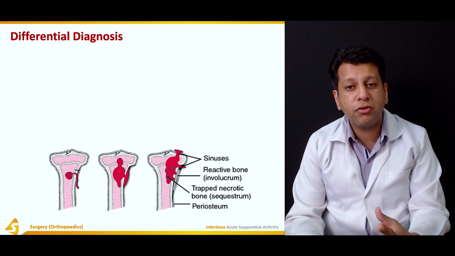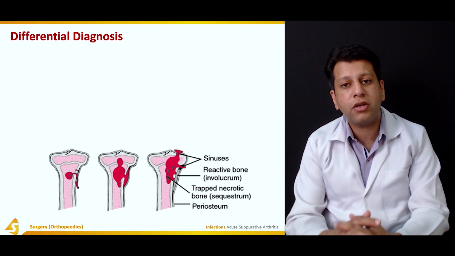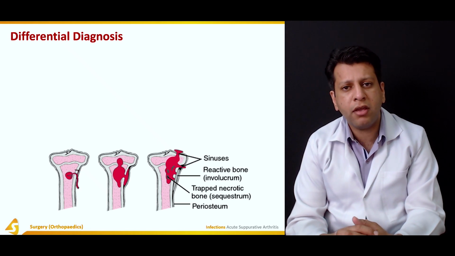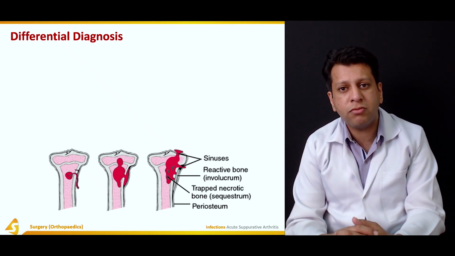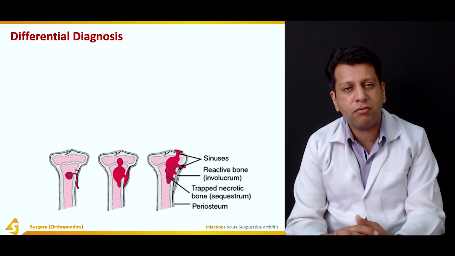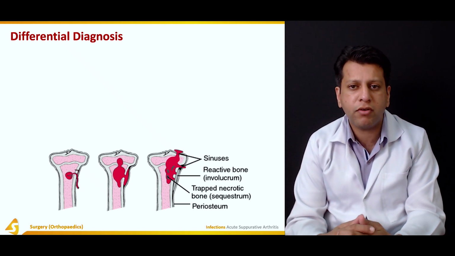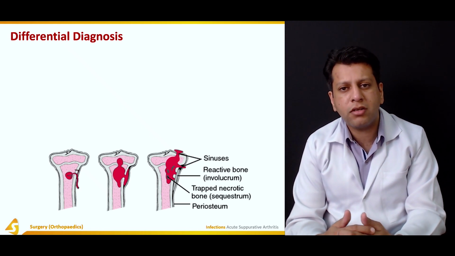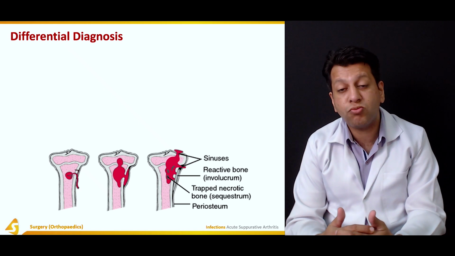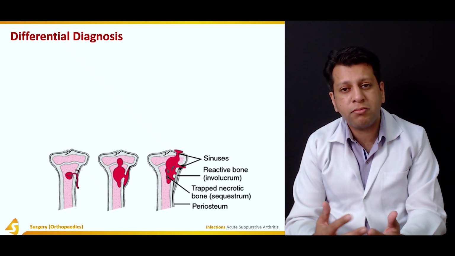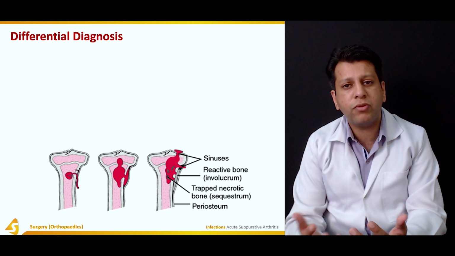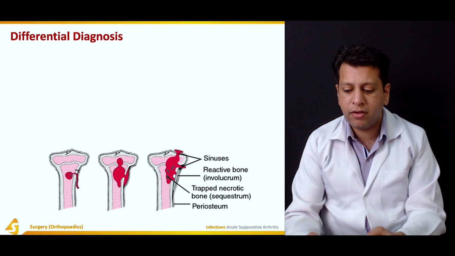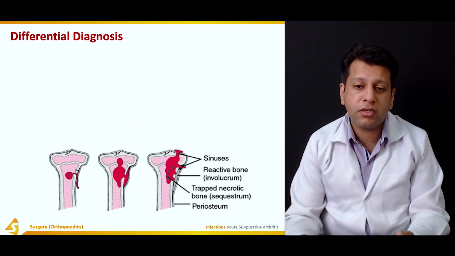Coming to the differential diagnosis, let's suppose a child comes to you with a history of 3 to 4 days of knee pain and swelling. He also has a fever, let's say low grade fever of 1 or 2 episodes, and when you examine the knee, there is definitely swelling, redness, and warmth, and the child is quite irritable. When you try to move the limb and flex and extend the knee, it's quite painful. So what are the differential diagnoses in such cases?